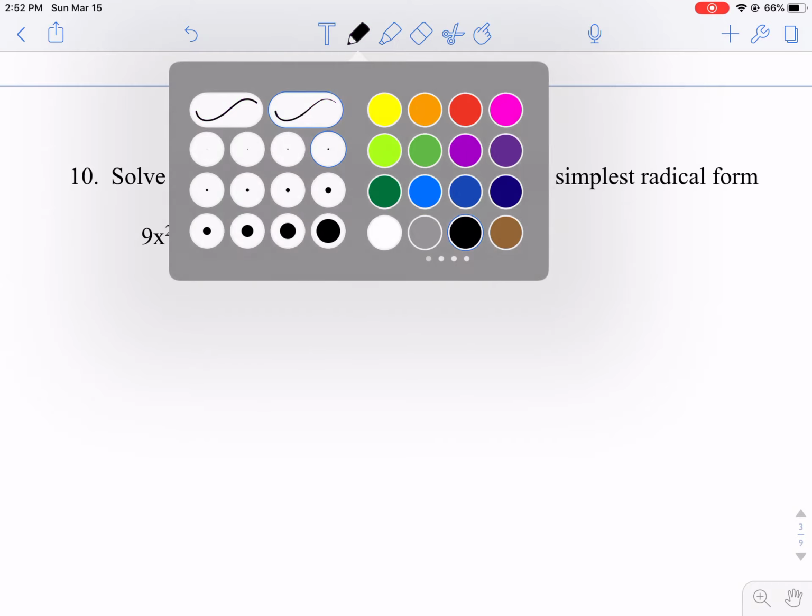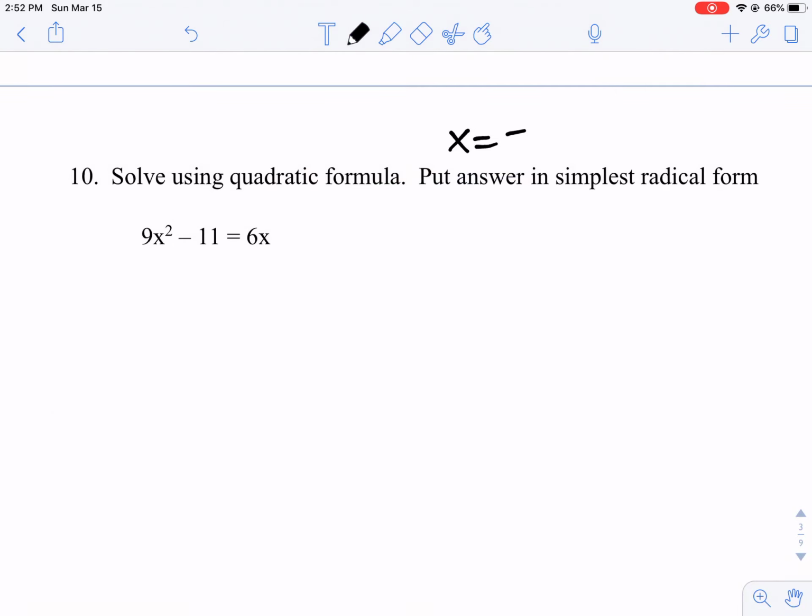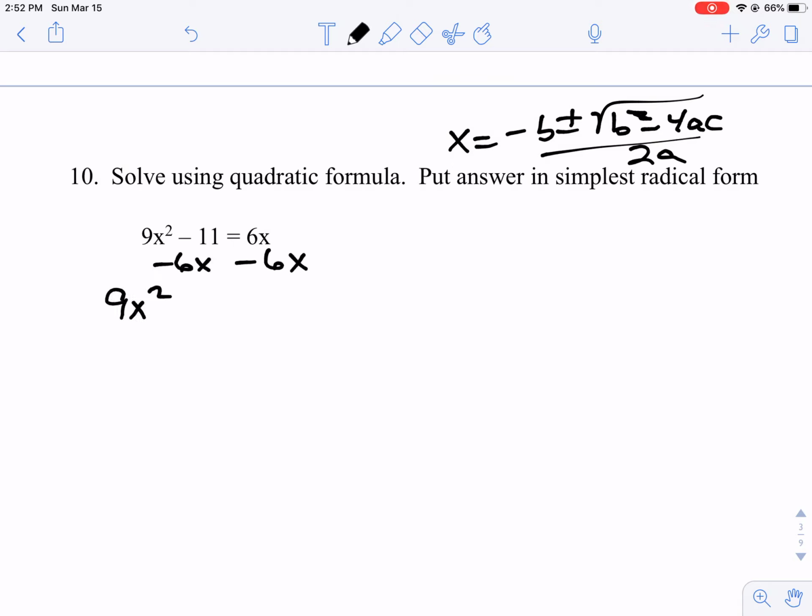Okay, solve using quadratic formula. That's x equals negative b plus or minus square root b squared minus 4ac all over 2a. In order to use quadratic formula, you have to set it equal to 0. So let's move this guy to the left. 9x squared minus 6x minus 11 equals 0. You do want them in order. So my a is 9. My b is negative 6. My c is negative 11.